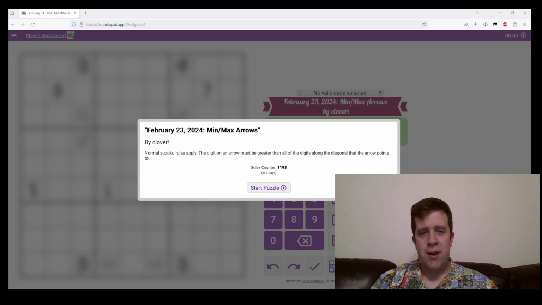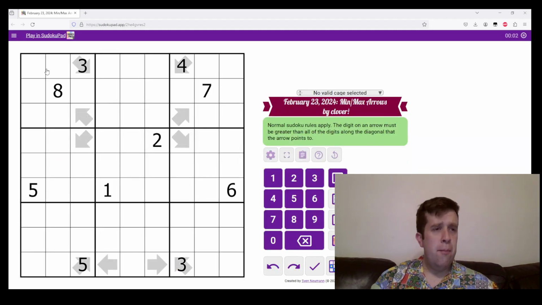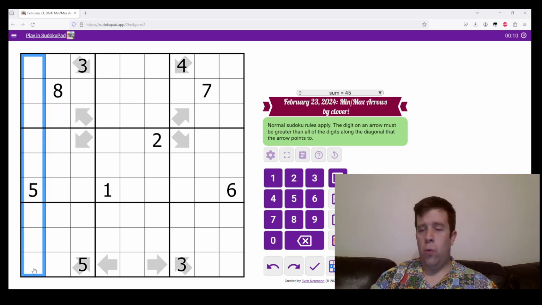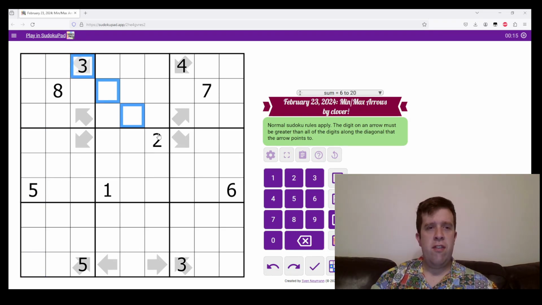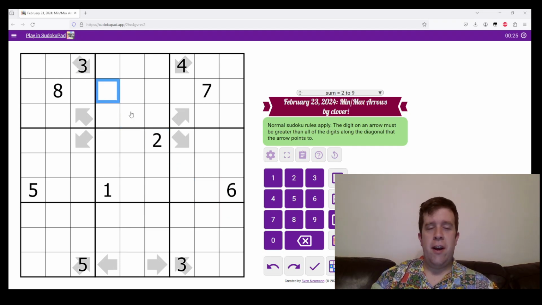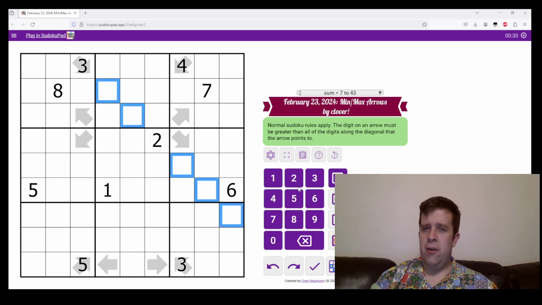But here it is. Normal Sudoku rules apply. So by that, the digits 1 to 9 must be in each box, row, and column once each. Now, this also has a thing, which is the digits along an arrow must be greater than all of the digits along that diagonal that the arrow points to. So this 3 means that I can never have a digit bigger than 3 along this diagonal. That's it. Feel free to give it a go.